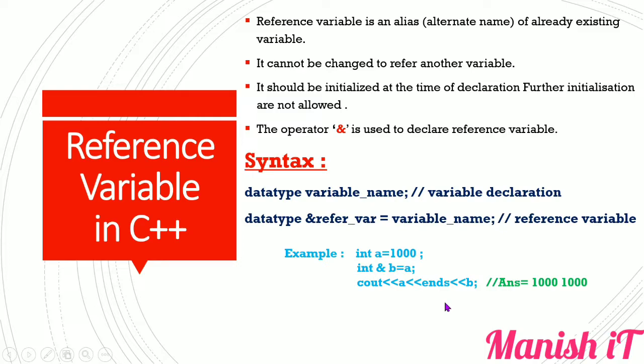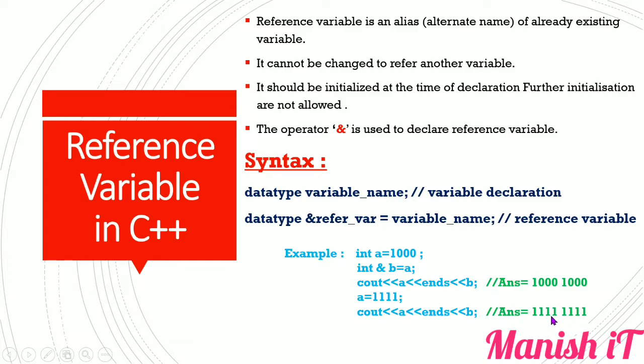How can I say both are the same? I will give you another expression. Suppose a equals 111, and once again I want to print it. After printing, a gives 111, and b also gives 111 as the result.